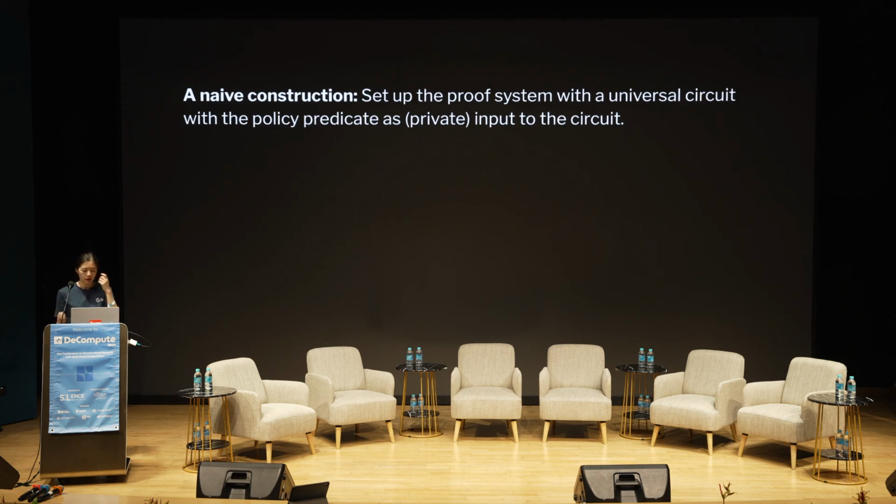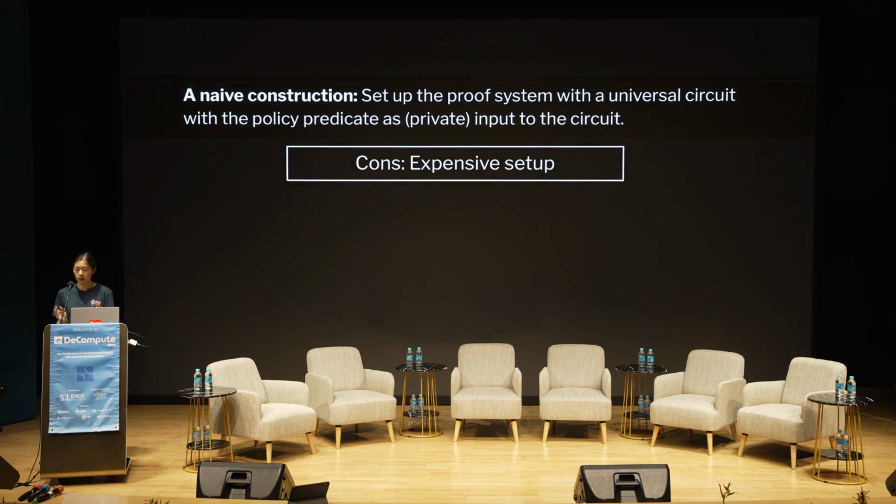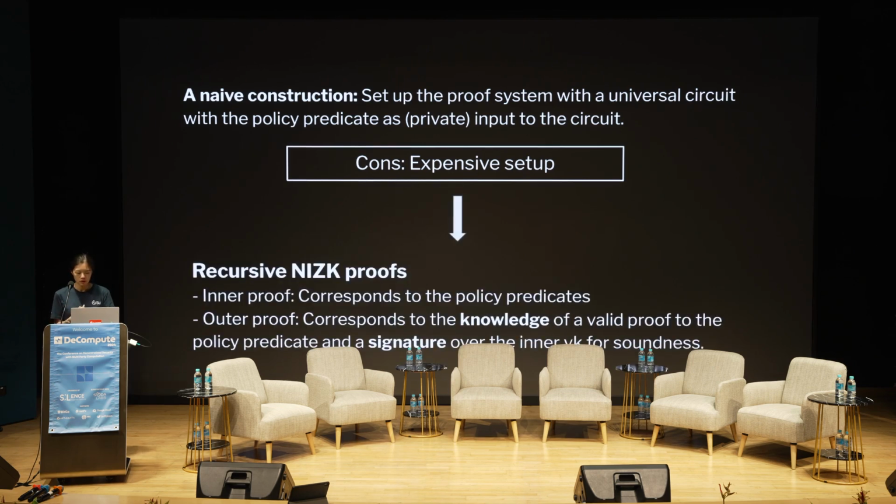So we first start off with a very naive construction where we define a circuit and we define the policy predicate as a private input to the circuit. There's an issue here where the trusted setup is very expensive when the policy is updated. So the specific construction we have here uses recursive NIZK proofs. The idea is that we separate the proof into two parts, where the inner proof corresponds to the policy predicates themselves, and the outer proof is essentially proving knowledge of a valid proof for the policy predicate and a signature over the inner verifying key.